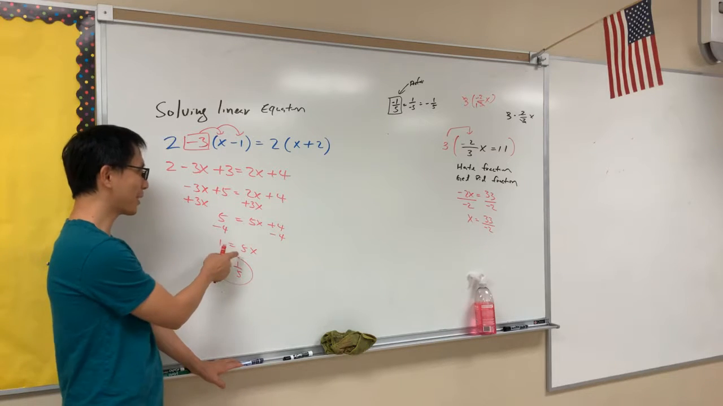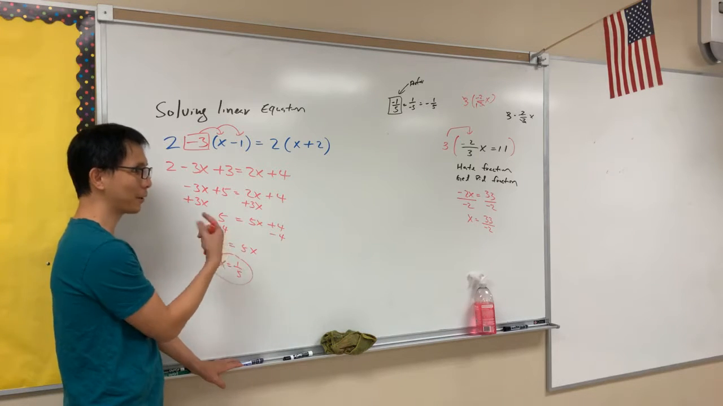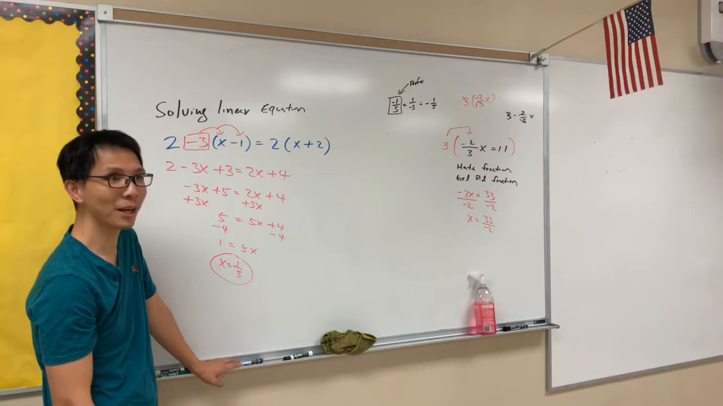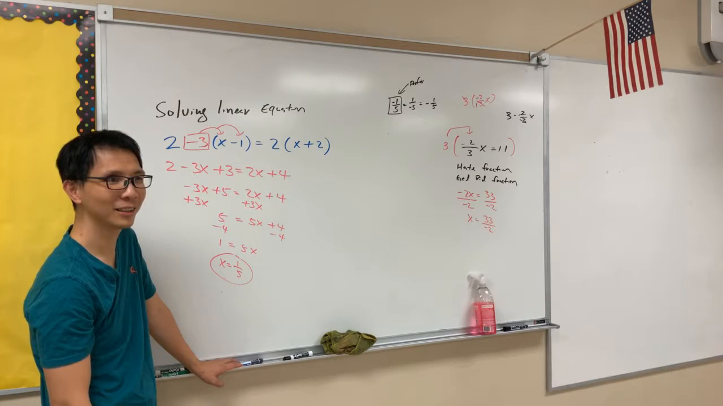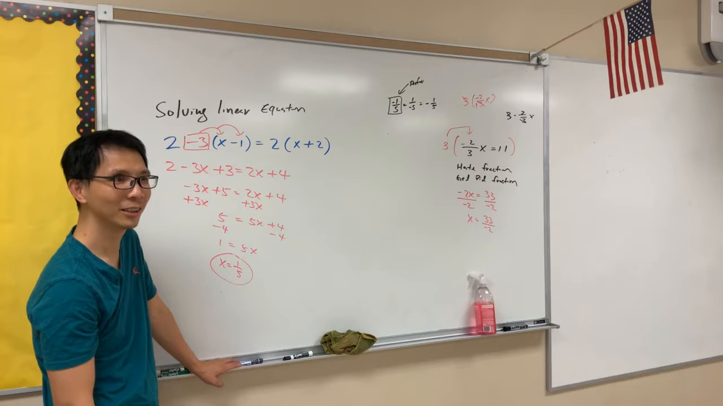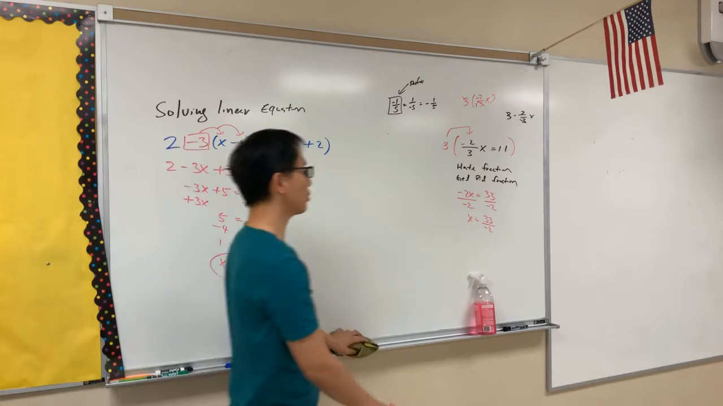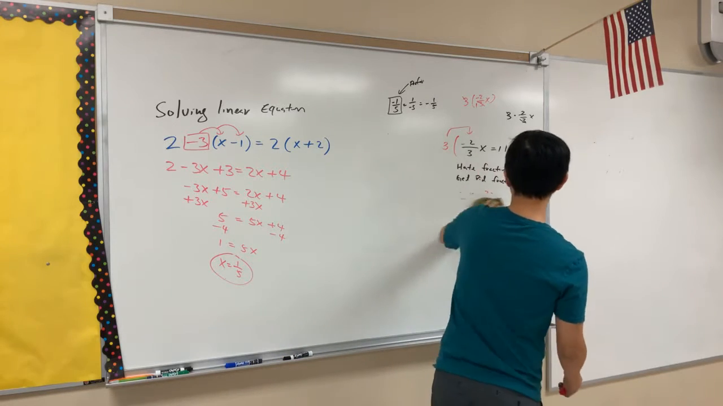Okay, 1/5. You made the last mistake: you divide by 5, you got 5. Okay, so questions about this? No? It's okay, let's try another one. Make sure you don't make a mistake this time.